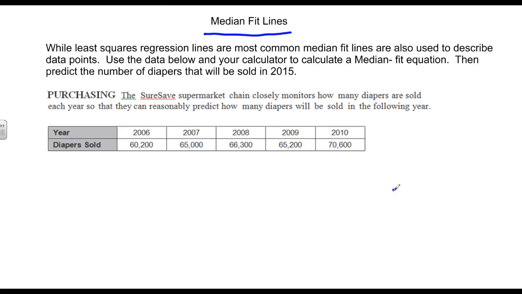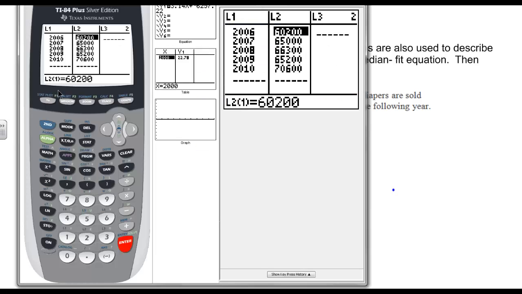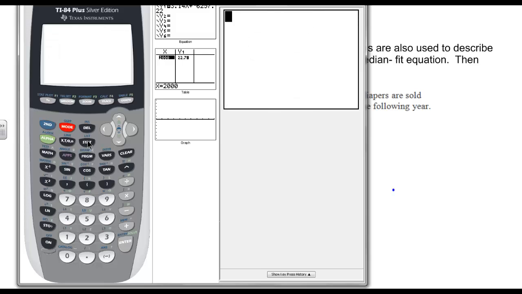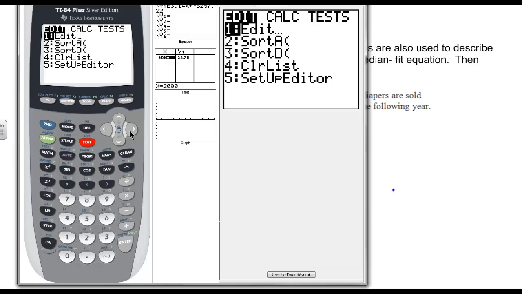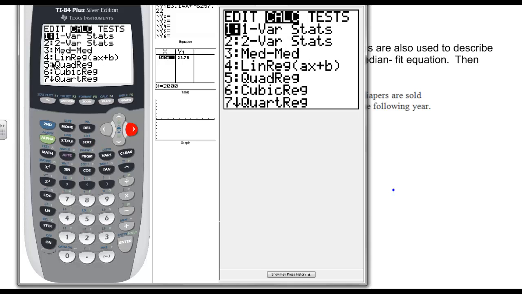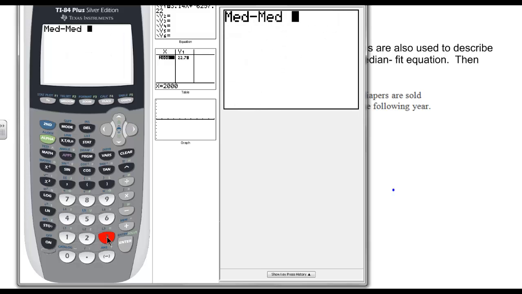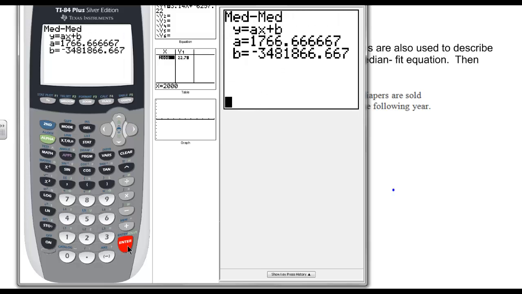So here we go. Pop in these numbers. So now we have all these numbers plugged in, our years being in L1 and our values being in L2, and we're going to calculate our best fit line again. But in this case, remember, hit stat, move over to calculate, and notice right here number 3 is median line. And we will get an equation once again. It's still going to be y equals mx plus b, except you'll notice we don't have an r value here because r talks about a least squares regression line.